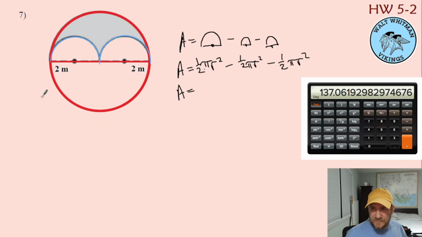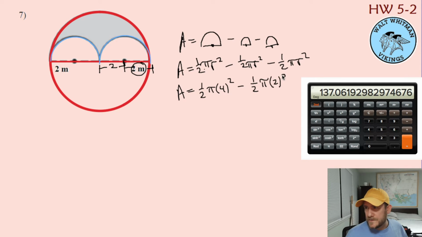So for the big red circle, if this radius is 2, then this radius over here is 2. So the radius of the whole circle is 4. So we're doing 1/2 pi times 4 squared. And then the little guys all have radii of 2, so it'll be 1/2 pi times 2 squared minus 1/2 pi times 2 squared.